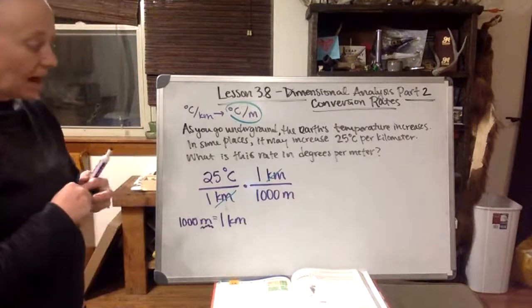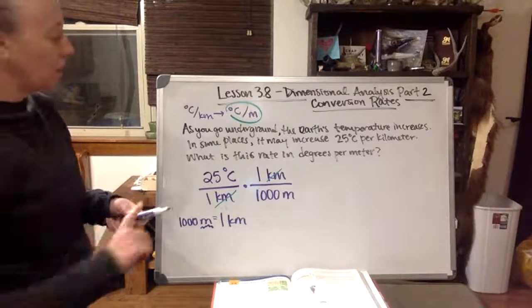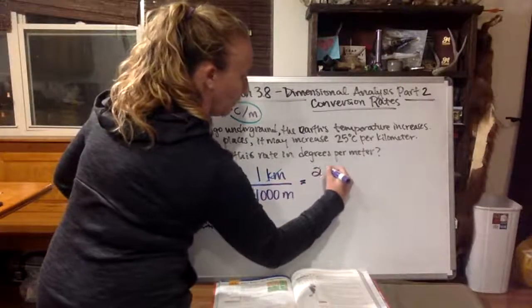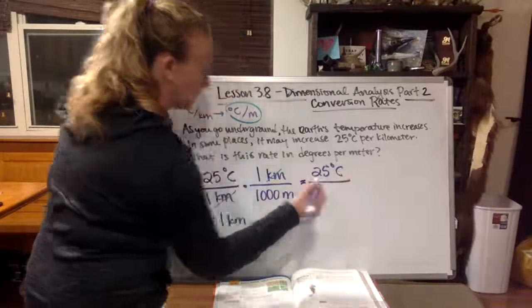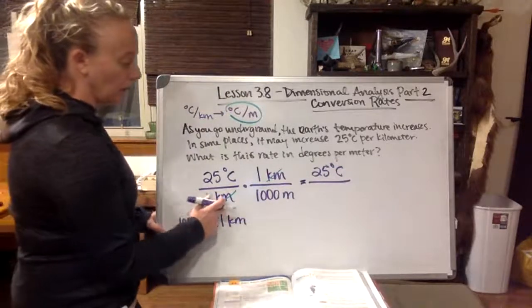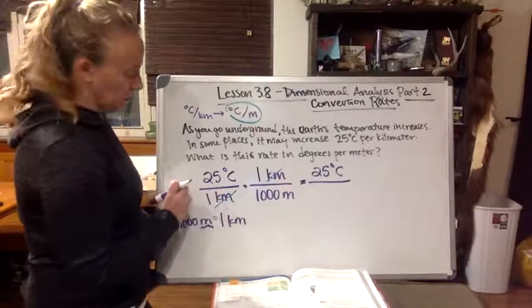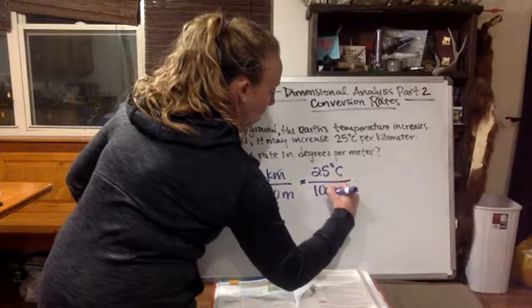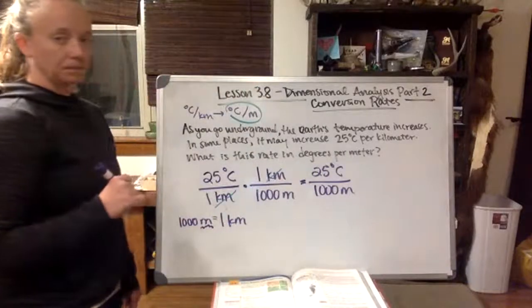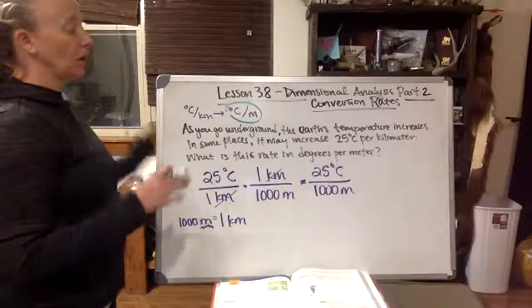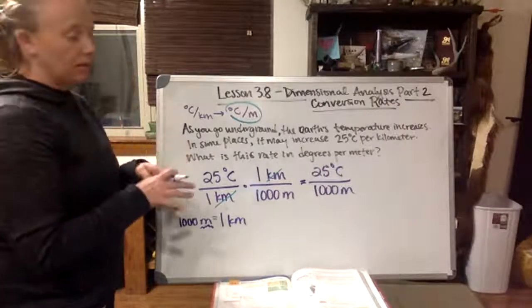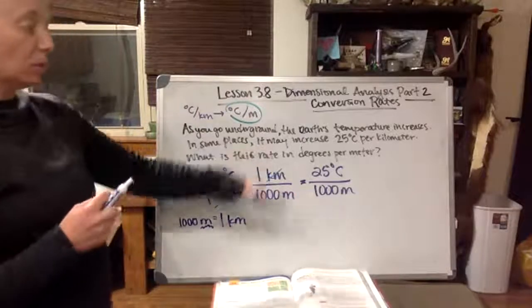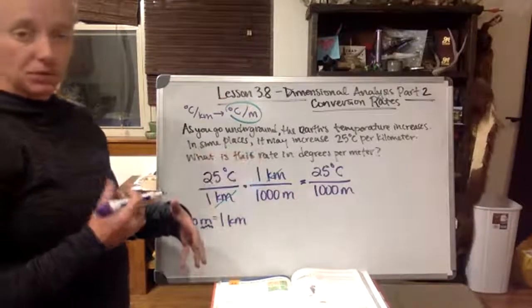So that means I can now do the work. So 25 degrees Celsius times 1 is 25 degrees Celsius. On the bottom, 1 kilometer, or 1 blank, kilometers no longer there, I forgot, it just canceled out. 1 times 1,000 meters is 1,000 meters. I'm not done though, because I want to know a unit rate here. This bottom number needs to be 1. That means my final work here needs to be simplified into a unit rate.